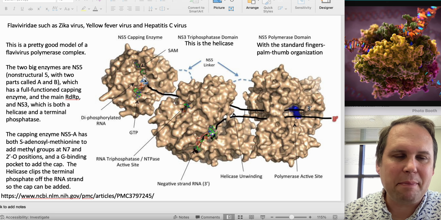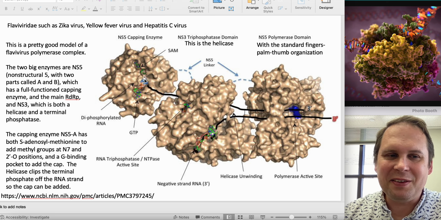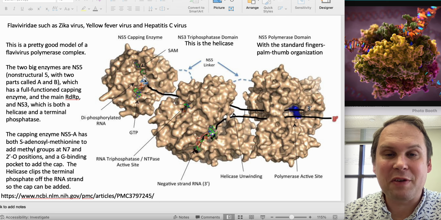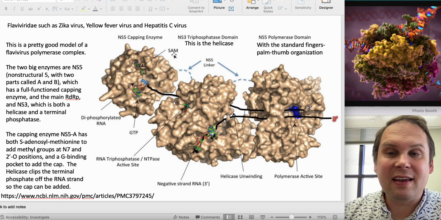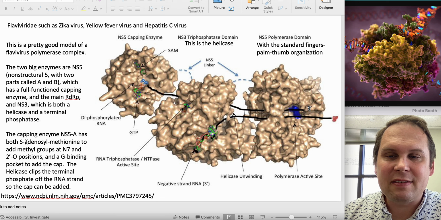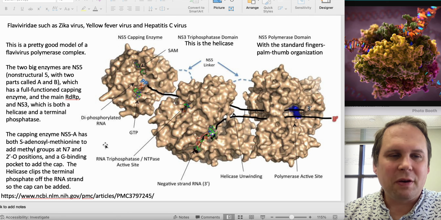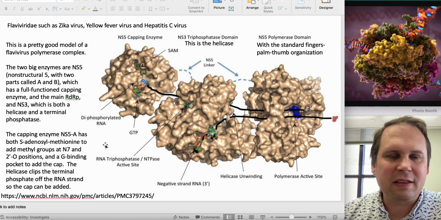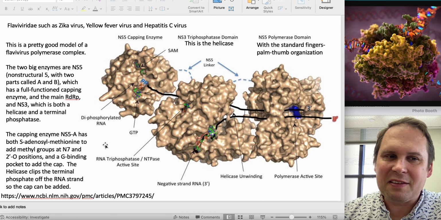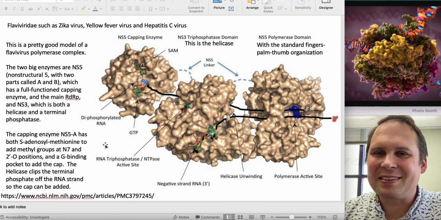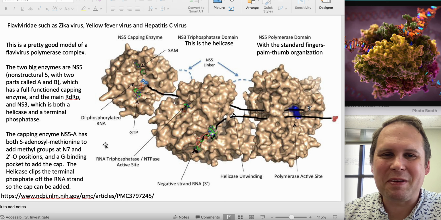And so it can put the cap on, neat, but what else can you do, NS5 capping enzyme? Well, it turns out this is a methyltransferase. And so it has S-adenosyl methionine, that's our SAM here, and you can see it written out down there, S-adenosyl methionine, which is the methyl donor on methyltransferases that modify RNA. I think exclusively, as far as I know. There may be one out there that works a different way, but this is pretty much it.